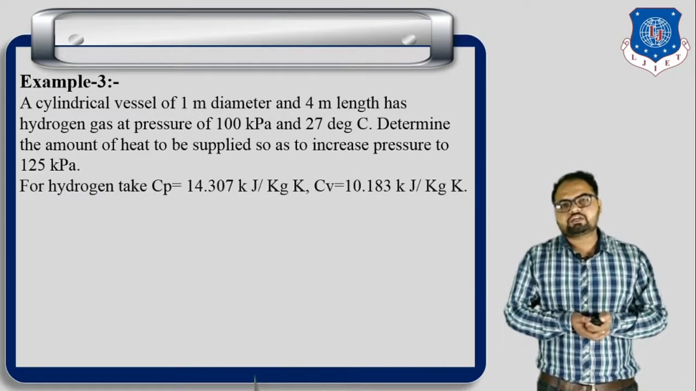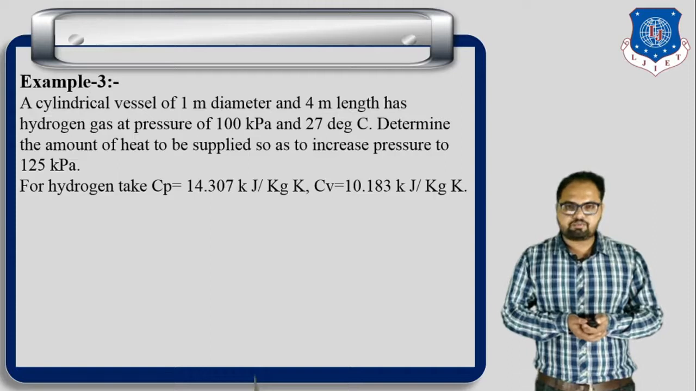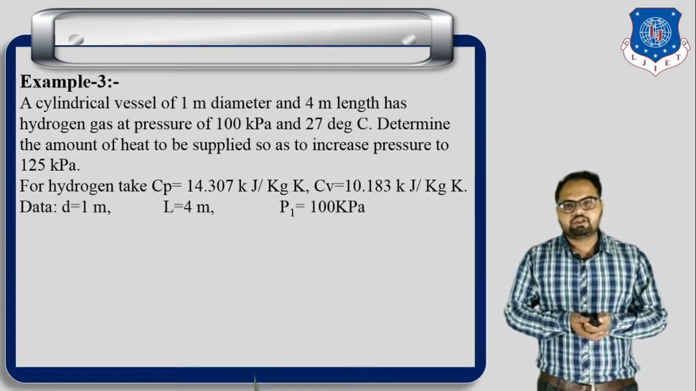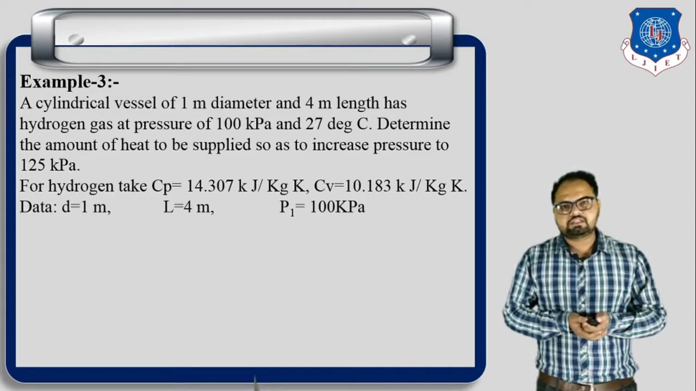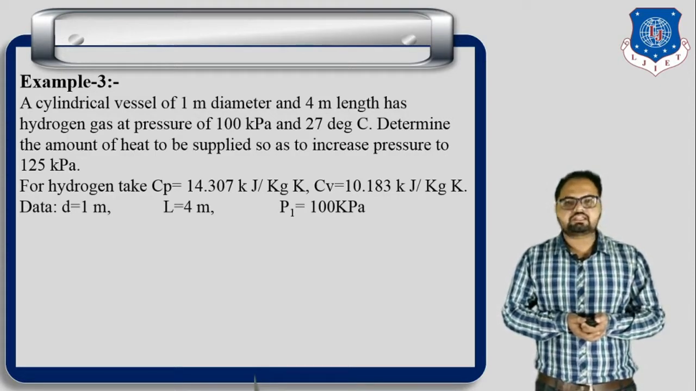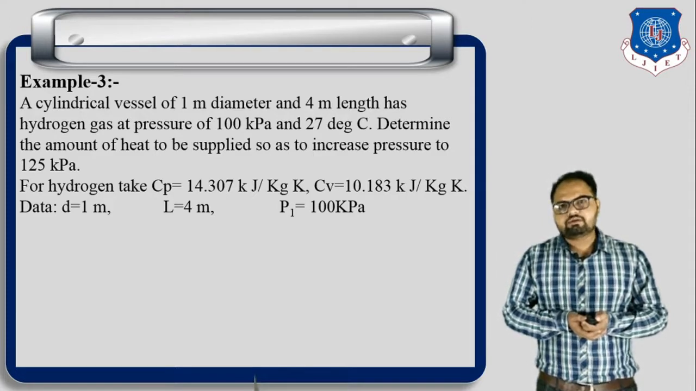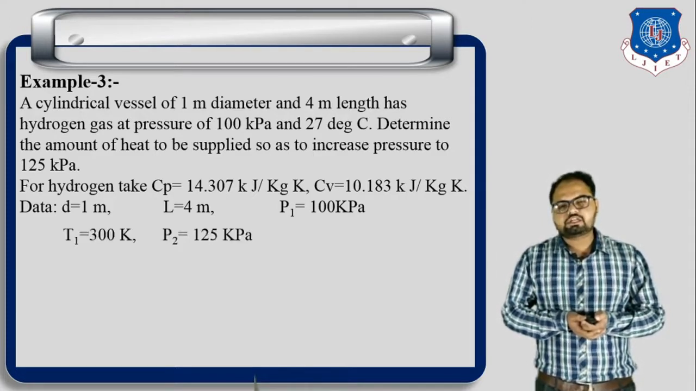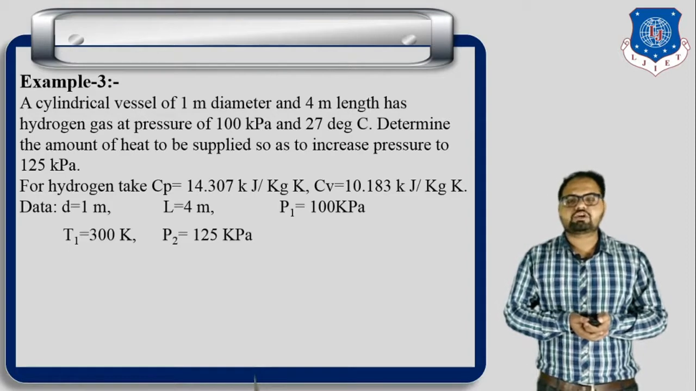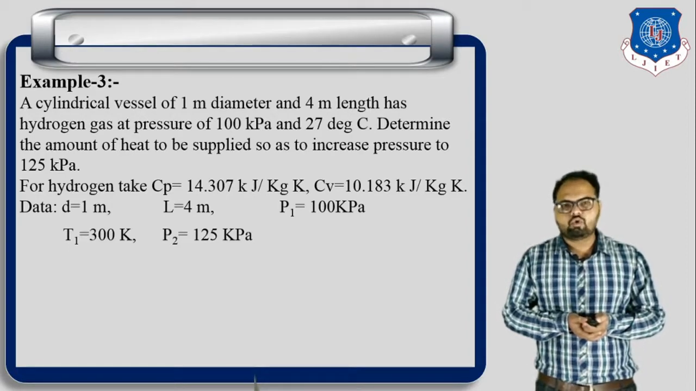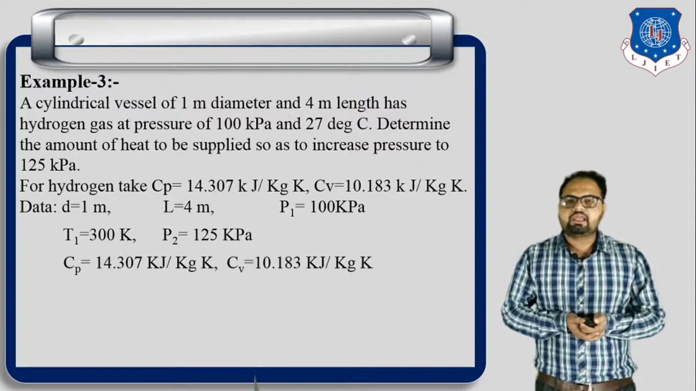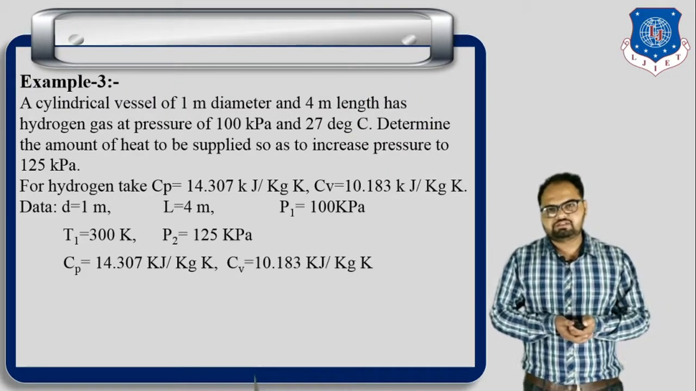For hydrogen, take Cp equal to 14.307 kilojoule per kilogram Kelvin and Cv equal to 10.183 kilojoule per kilogram Kelvin. So here diameter is 1 meter, length is 4 meter, pressure is 100 kilopascal, temperature is 300 Kelvin, pressure P2 is 125 kilopascal. They have given us Cp and Cv.